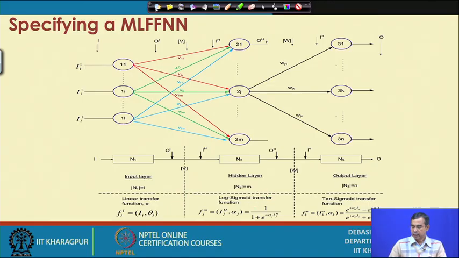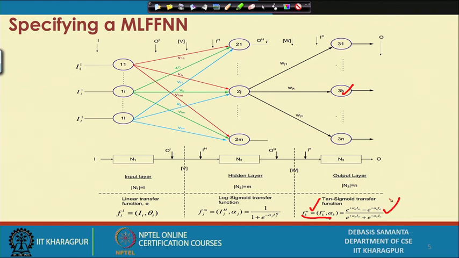Similarly, the transfer function that we have considered for any kth perceptron in the output layer is denoted by this one, and here we have considered the tan sigmoid transfer function. For the sake of variety, we have considered different transfer functions in the different perceptrons, with different threshold values in each layer. So, this completes the description of the Elman network as a multi-layer feed forward neural network.